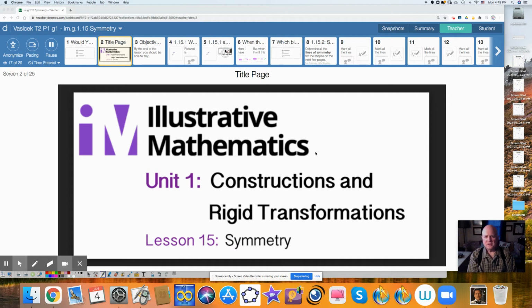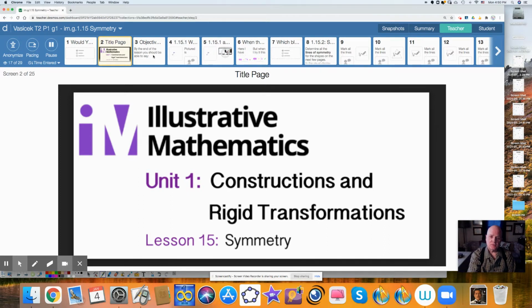Hi, I'm Mr. V. Today we're talking Illustrative Mathematics, which is our text. We're in Unit 1, in the second half, which is about rigid transformations. Today's lesson, number 15, is on symmetry, and specifically on reflection symmetry. There's also rotation symmetry, but we're talking about reflection symmetry.